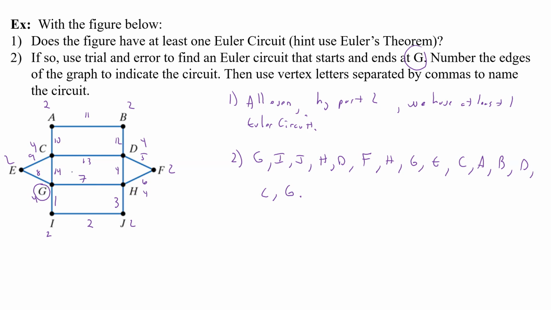And guess what? It's also a path because we didn't cross anything twice. And so we have not only an Euler circuit, but we also have an Euler path. All right, let's pause there and come back for more.